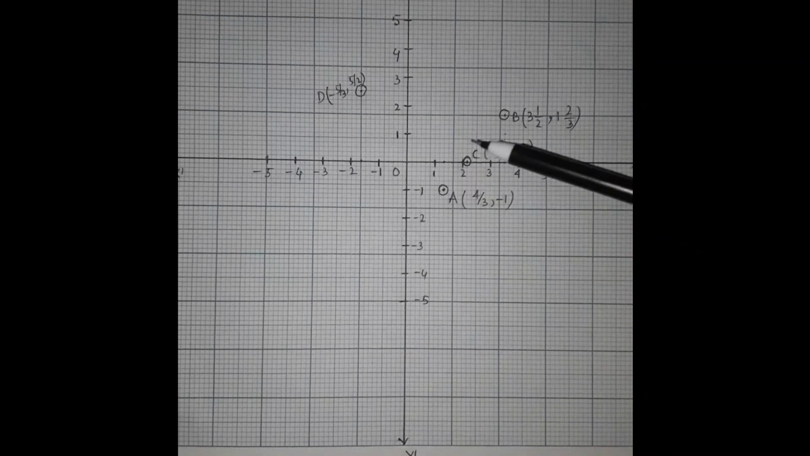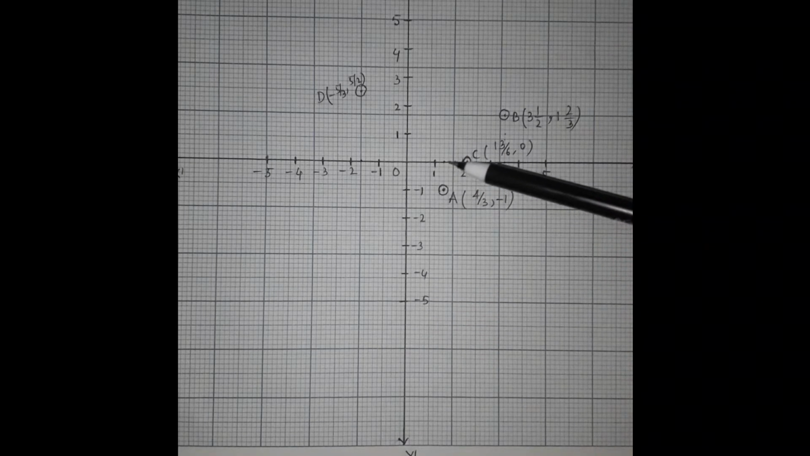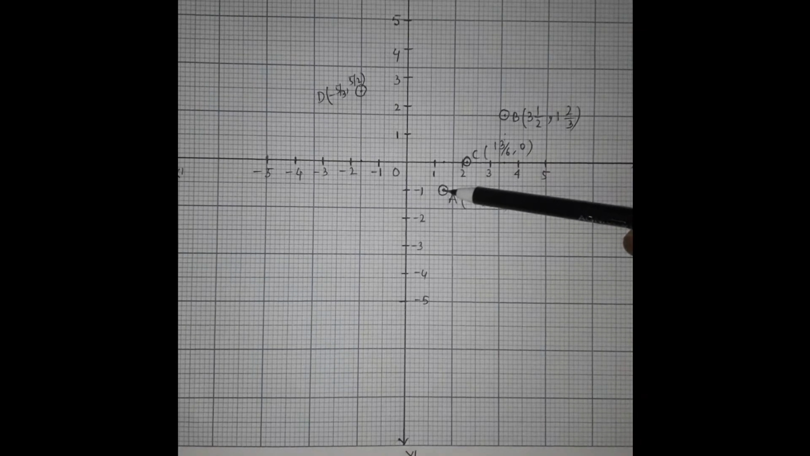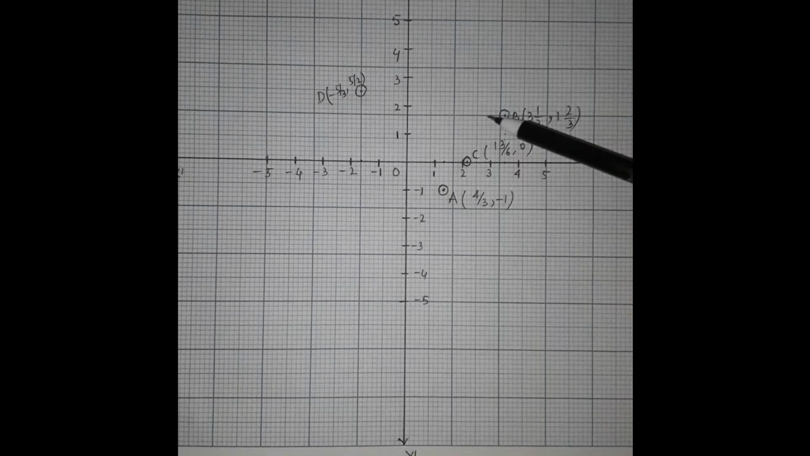Now our first point is (4/3, -1). So 4 by 3, if you multiply it by 6, you'll get (8, -6). So see, this is 6, 7, 8, (8, -6). So I am representing (8, -6), which is equivalent to (4/3, -1). B equals (7/2, 5/3), so that is equivalent to (21, 10). So (21, 10). So this is B.